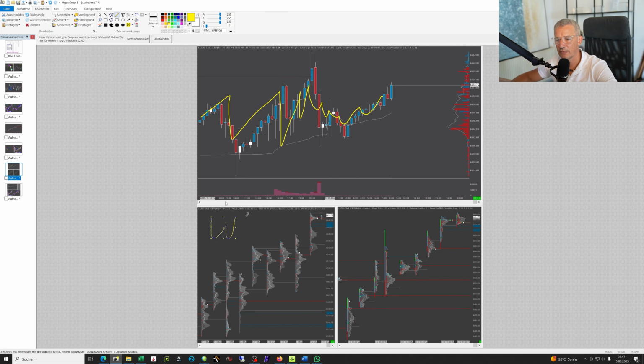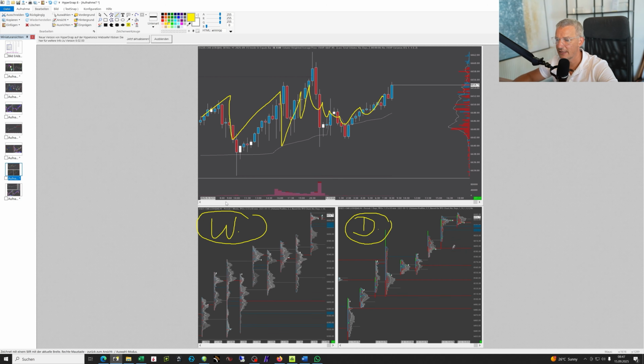Then here we have the weekly market profile, where we can see what the market looks like in the long term, whether it's in balance or imbalance, and who is dominating. And for day trading, we take an even closer look to see which levels are really crucial for us.